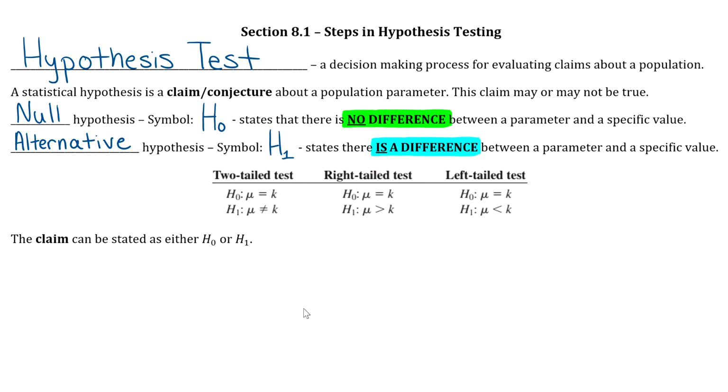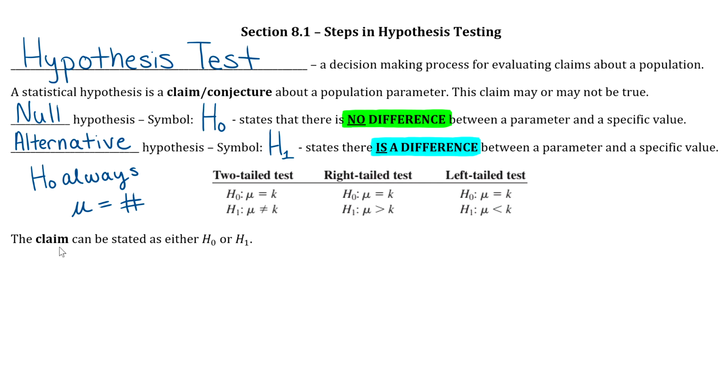So let's just analyze the table a little bit. You'll notice that regardless of which test you have, the null hypothesis H naught is always going to have an equal sign. Okay, and I'm going to go ahead and make a note of that. So H naught, your null hypothesis, always has the equal sign. Now I'm using mu, which is our population mean, because that's the first hypothesis test that we're going to be learning about in the next section.